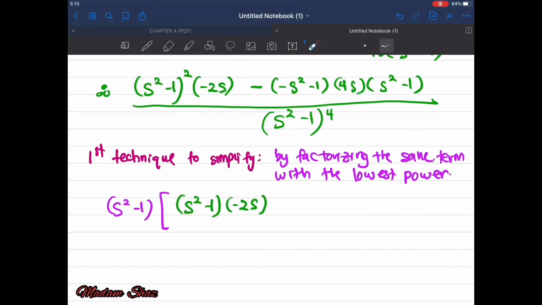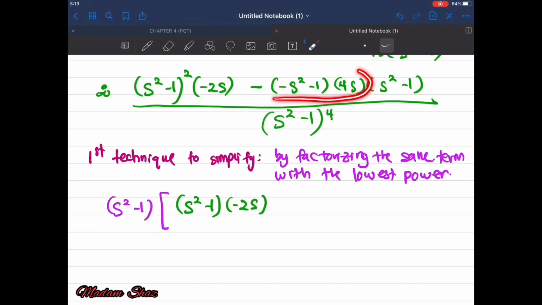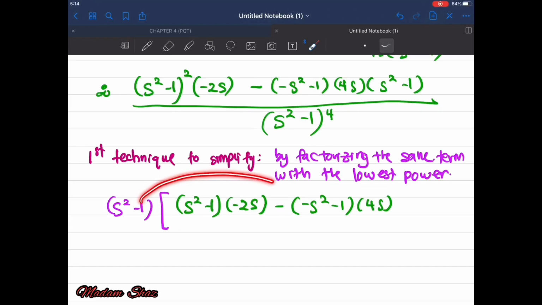Okay, so now for the last one here, you have negative s squared minus 1 multiply 4s multiply s squared minus 1. We already wrote the s squared minus 1 at the front. So now what is the term that you have to write behind here? You still have to write negative s squared minus 1 multiply with 4s. So when you multiply back the whole thing, you will have back your original terms here.